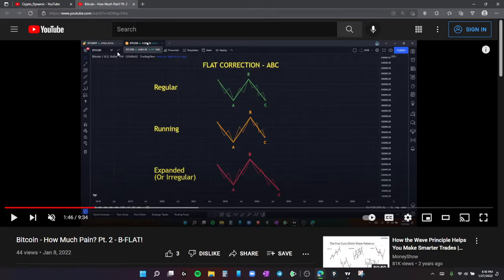If you remember my last video, we talked about how Bitcoin was finishing up this ABC flat correction, and in particular, how we were looking at it finishing up this wave C, and it had to complete this 5-wave sequence on the wave C. So we're just wondering if it was going to be ending before wave A, being the running flat, or being an expanded or regular dipping below A. So we'll take a look at it.